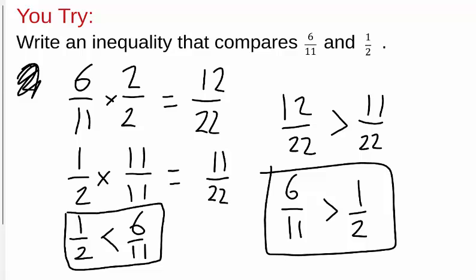They both have the same meaning. 1/2 is less than 6 over 11. 6 over 11 is greater than 1/2. Either way, same thing, we're good.